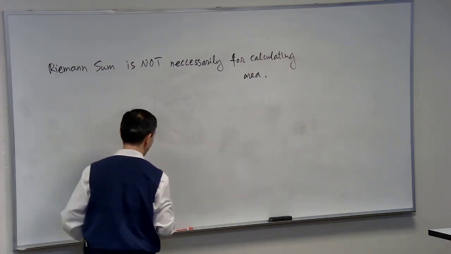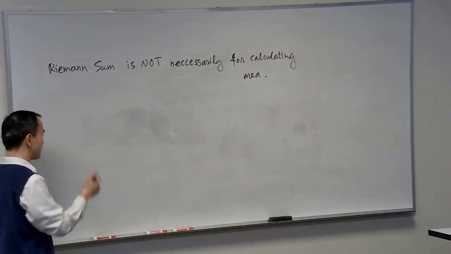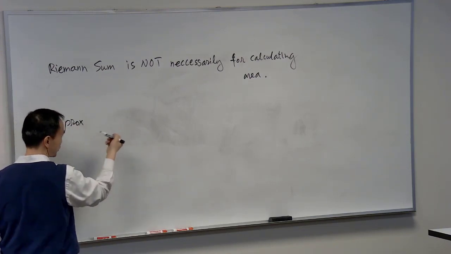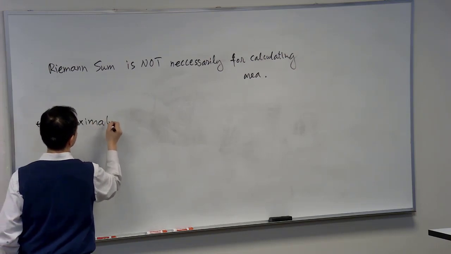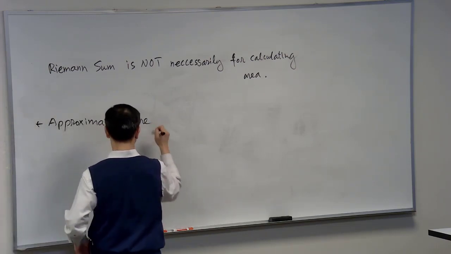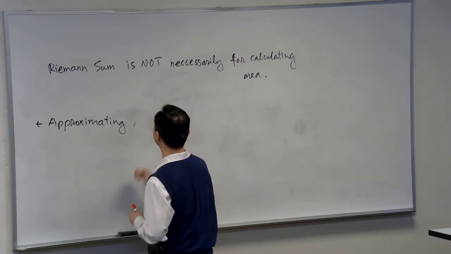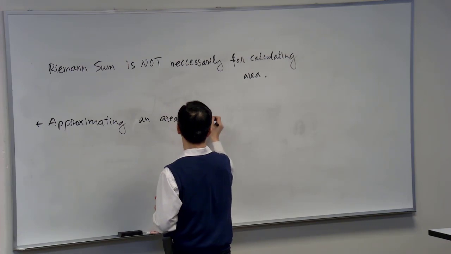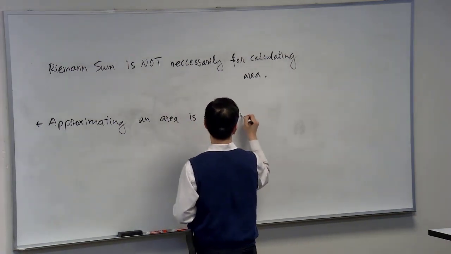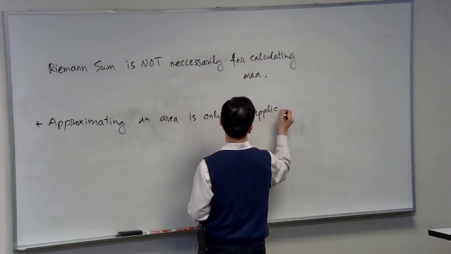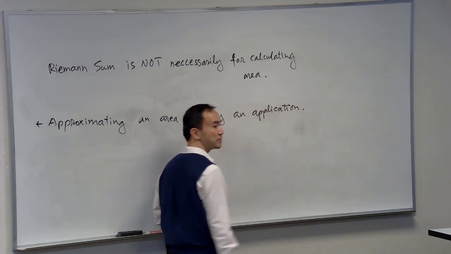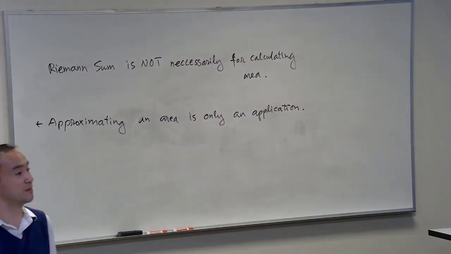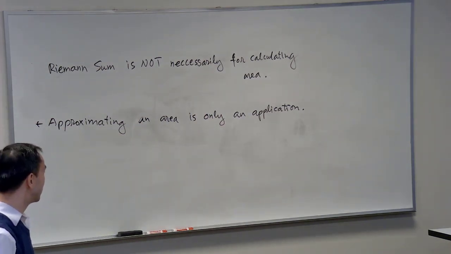So the Riemann sum on its own is just a... So the area problem is only an application. Approximating area, like how I've been starting out with that. Approximating an area is only an application, okay, where we apply the idea of using the Riemann sum. But the Riemann sum on its own simply is just a Riemann sum. And then people define that.